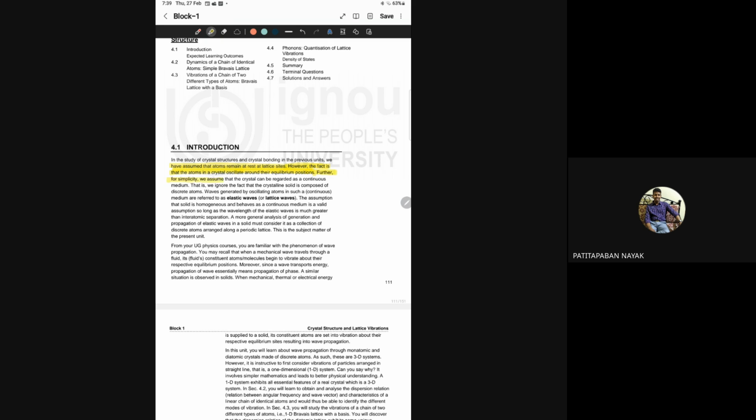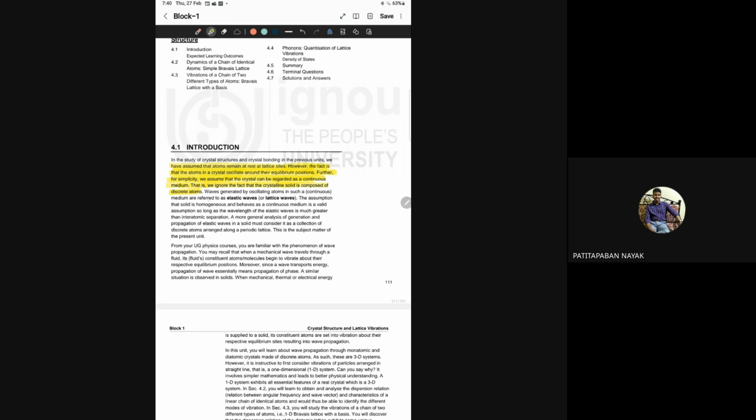Further, for simplicity, we assume that the crystal can be regarded as a continuous medium. Crystals are not continuous; they are discrete. But for better understanding, we assume them to be a continuous medium. That is, we ignore the fact that a crystalline solid is composed of discrete atoms. We are not saying that, but treating it as continuous.